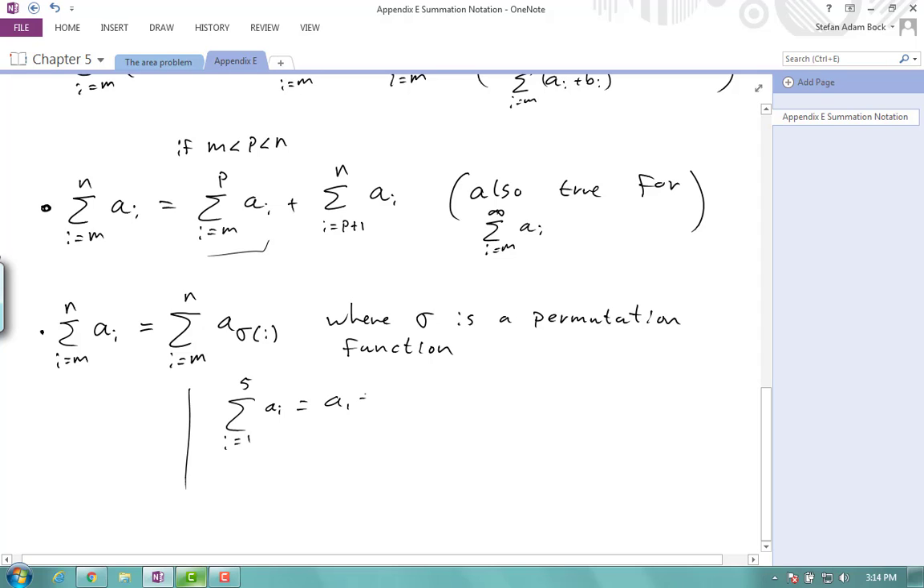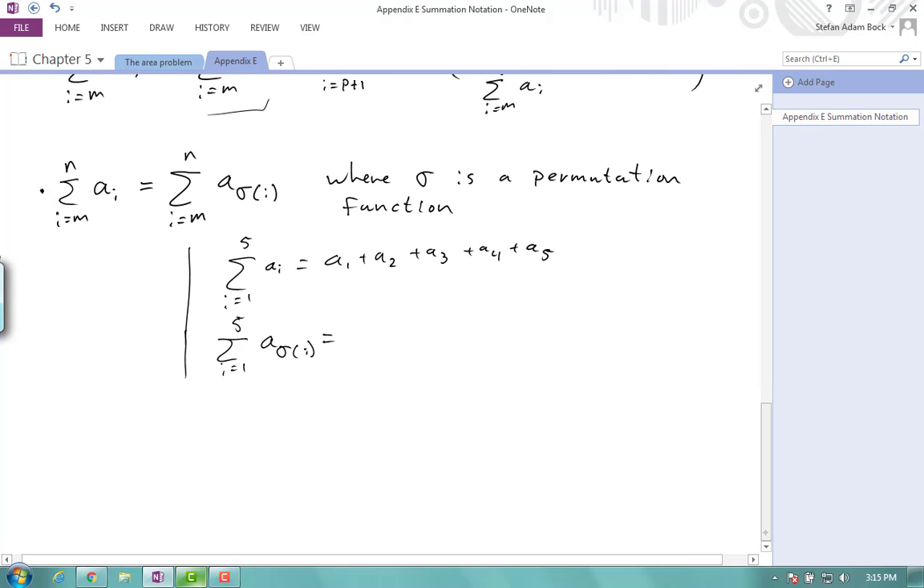This will be equal to a sub 1 plus a sub 2 plus a sub 3 plus a sub 4 plus a sub 5. But the sum i equals 1 up to 5 of a sub sigma of i is some permutation of the original. So this will be something like a sub 3 plus a sub 2 plus a sub 5 plus a sub 1 plus a sub 4.